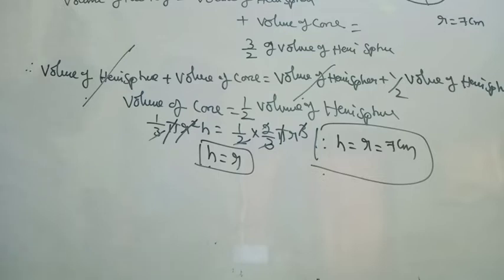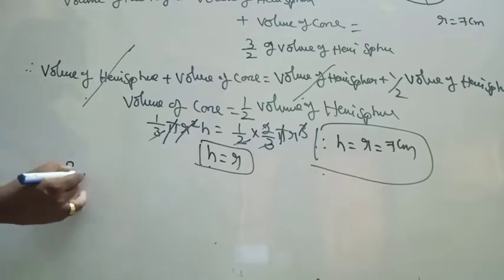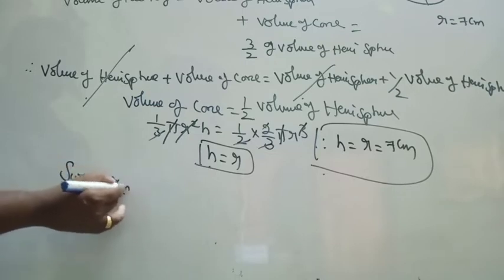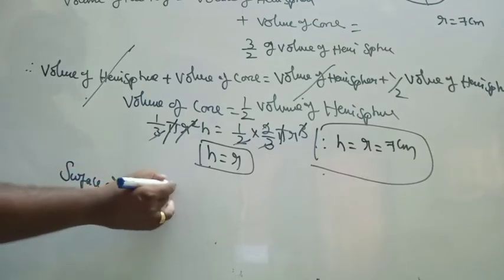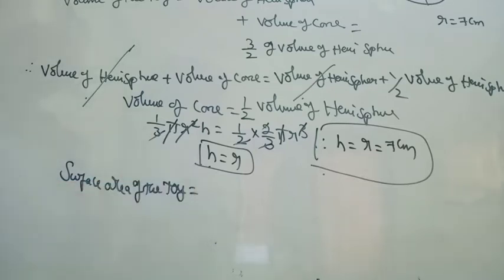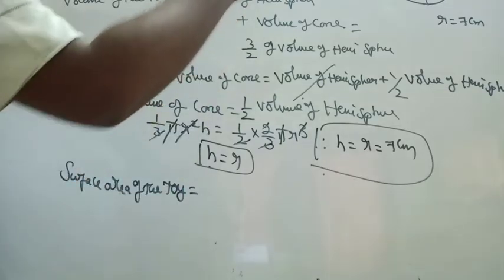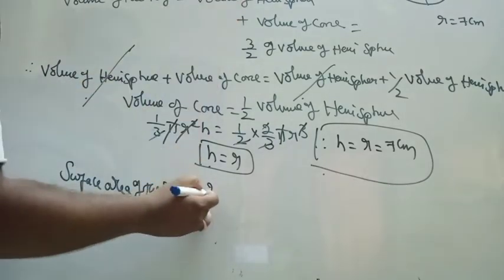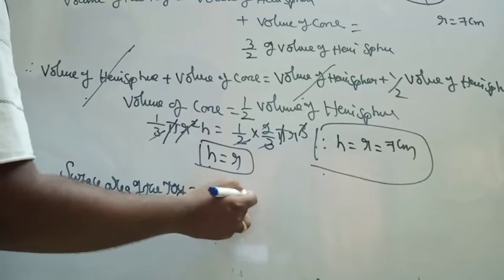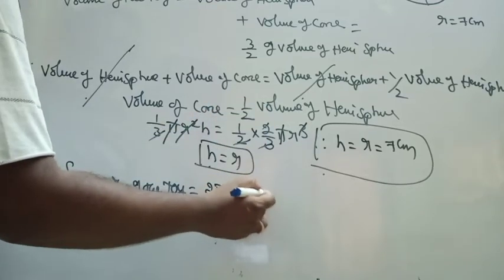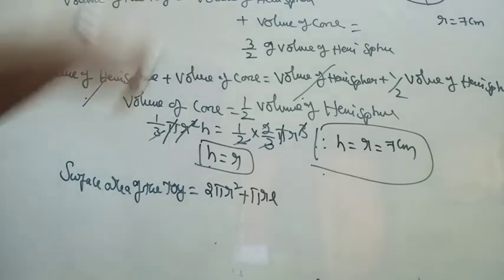Next we want the surface area of the toy. That is what they are asking now. The surface area of the toy is the curved surface area of the hemisphere plus the surface area of the cone. The curved surface area of the hemisphere is 2 pi r square, plus pi r l, the surface area of the cone.